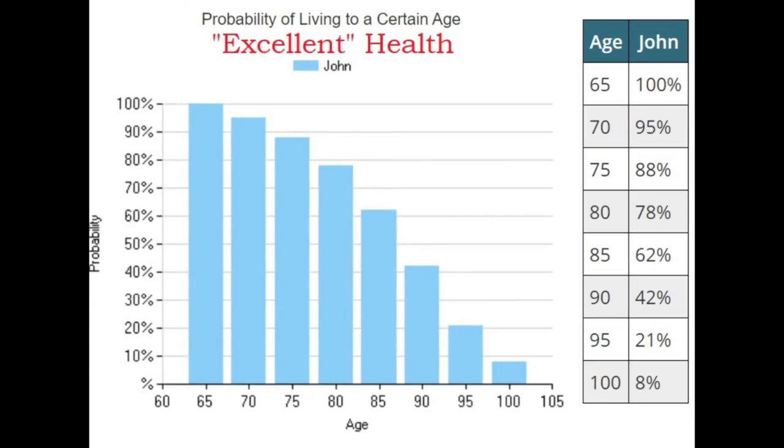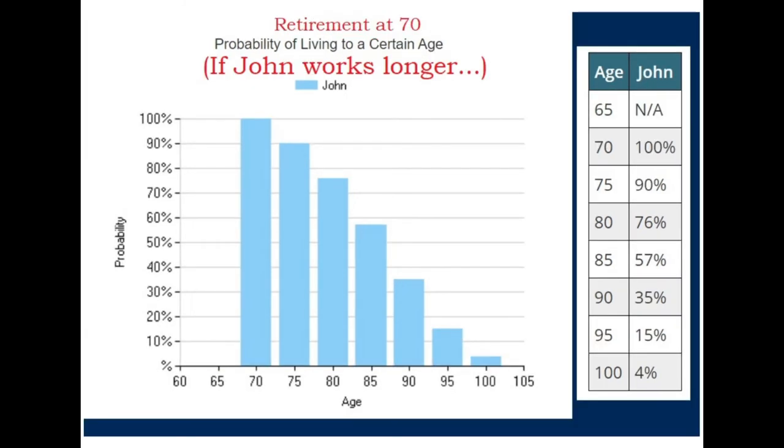If he's in excellent health, the chance that he'll live to 100 goes to 8%, the chance that he'll live to 90 goes to 42%, and so on. And even a change such as his retirement age, if we bump it to 70, gives him a slight boost in some of the probabilities.